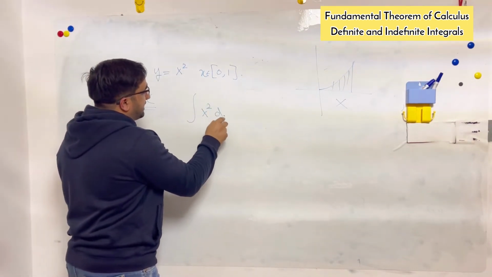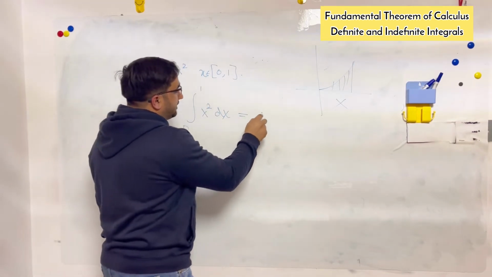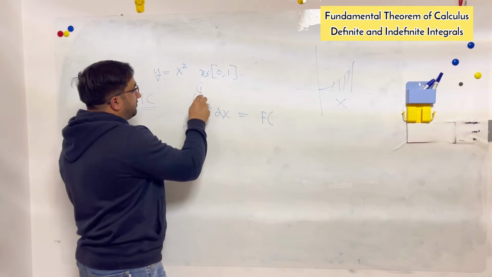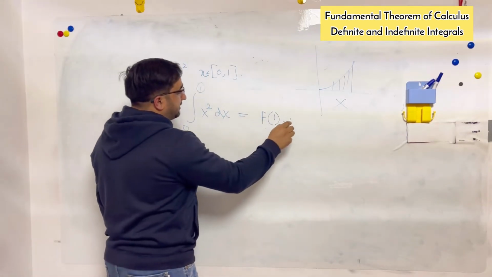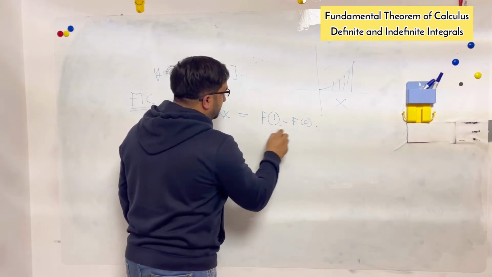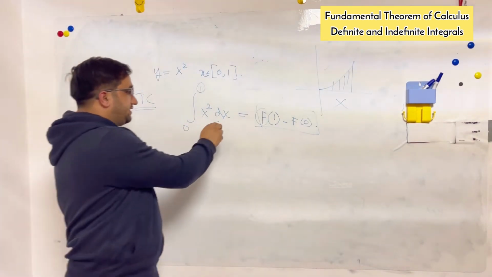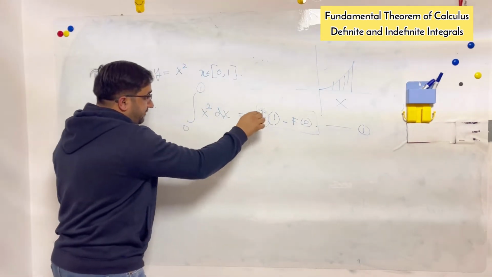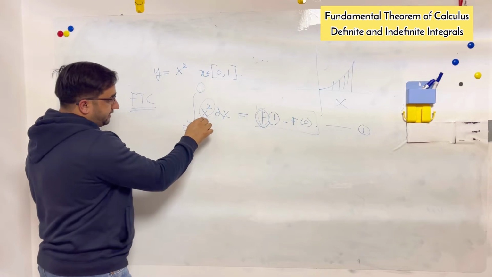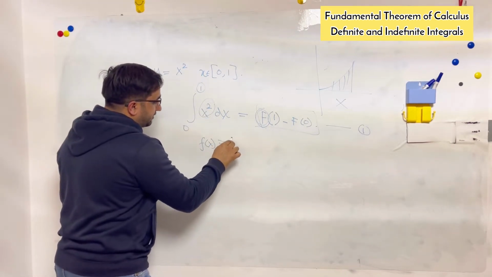Using the FTC, the integral of x square dx in the interval 0 to 1 is equal to F of the final point, which is 1, minus F of 0. Now the only concern is to find this capital F. So this is equation 1. Now I need to find this capital F. This is small f, keep this in mind.